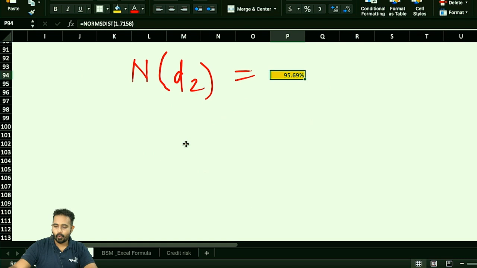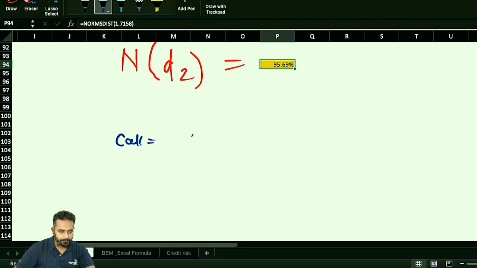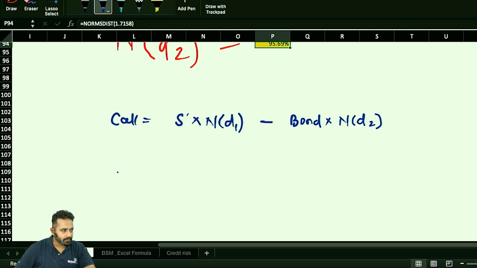So I'll give you an intuitive framework to remember this. Okay, so your call option is like this, right? Call is equal to spot into N(d1) minus bond, the present value of strike, I'm just going to call it bond, just for simplicity, bond into N(d2).